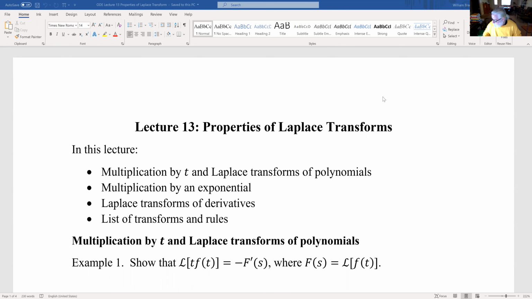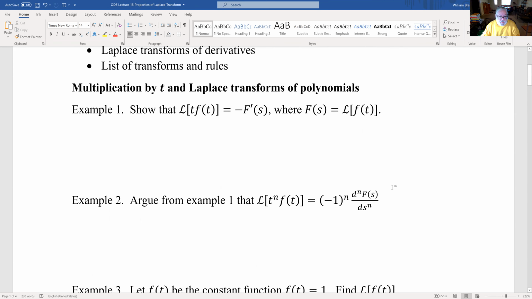Okay, so this is lecture 13, properties of Laplace transforms, and we'll see what happens when you multiply a function by t, multiply by an exponential, and Laplace transforms with derivatives. So suppose we have a function and we multiply by t, and we want to know what is its Laplace transform.